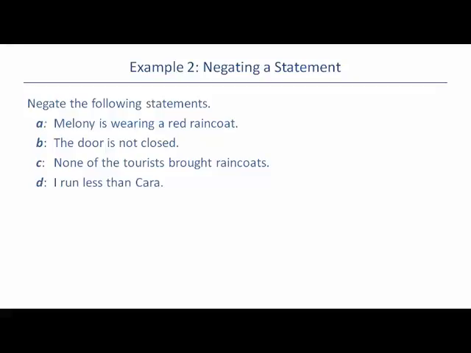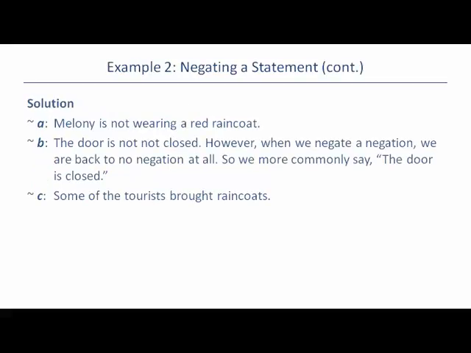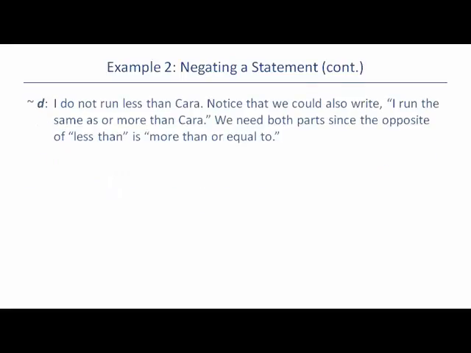I run less than Kara. Well, how do we negate that? I do not run less than Kara. So Melanie is not, the door is not, some of the tourists brought, and then D, the tricky one, I do not run less than Kara. Notice that we could also write I run the same as or more than Kara, because both are the same thing. So whenever we have less thans and more thans, remember that to negate that, you just need to find the other. And the difference of less than is greater than or equal to, and the same thing for the difference of greater than is less than or equal to.